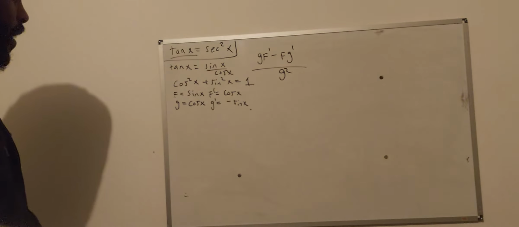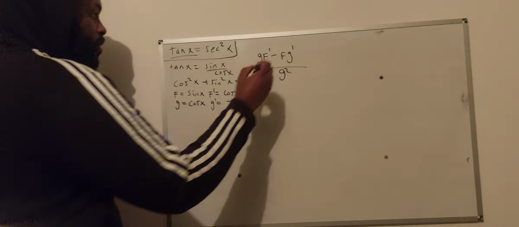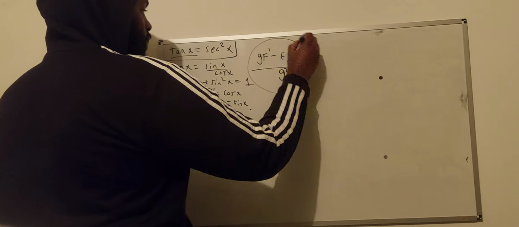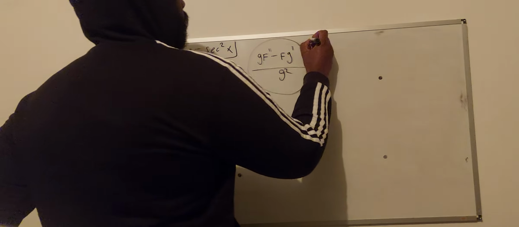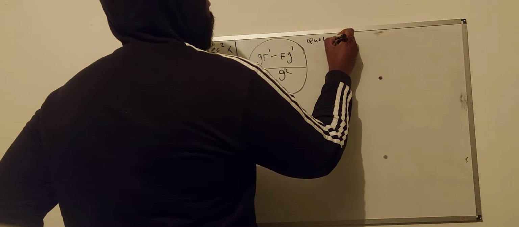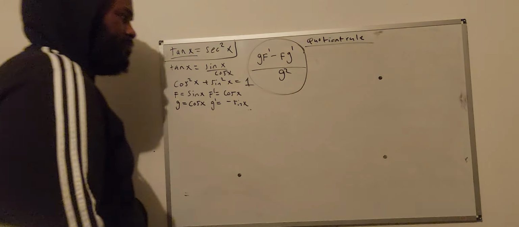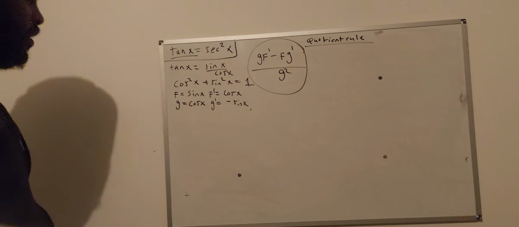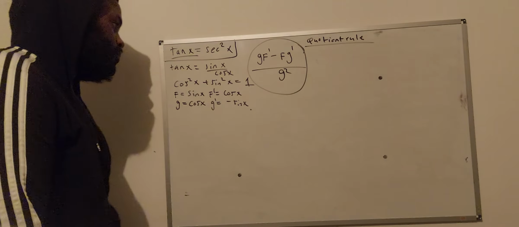Now that we've identified what f is, what g is, what f prime is, and what g prime is, we can plug those values into the equation that I showed you at the beginning of the video, which is the quotient rule. Let's write that down so you guys don't forget. Quotient rule. Now that we've done all of that, we just have to plug it into the equation.